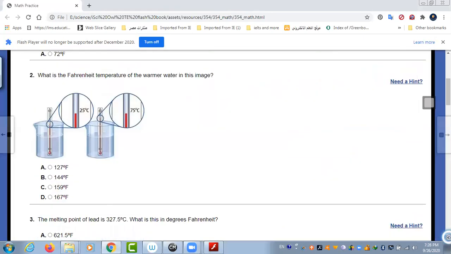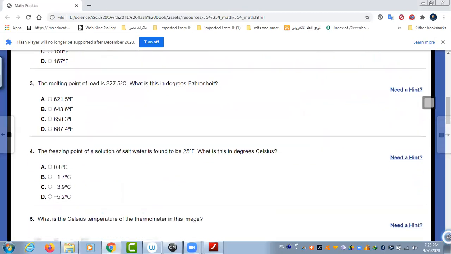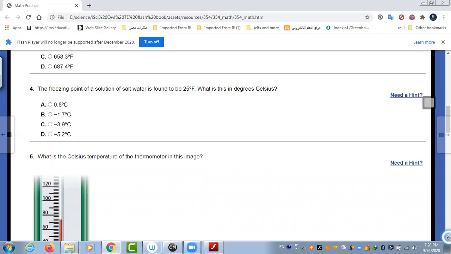This question also, what is the Fahrenheit? Here also, what is the Fahrenheit? This one, what is the degree in Celsius? Here, what is this degree in Celsius? The freezing point of a solution of salt water is found to be 25 degrees Fahrenheit. What is this in degrees Celsius?